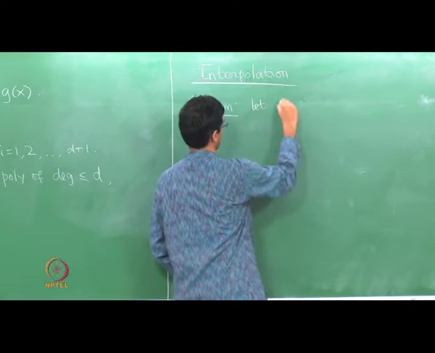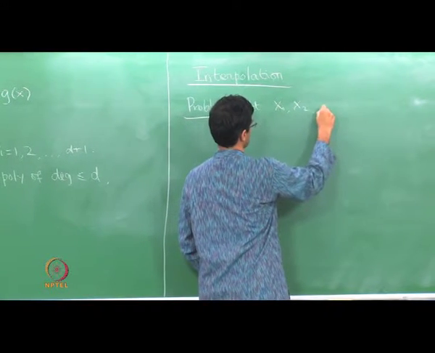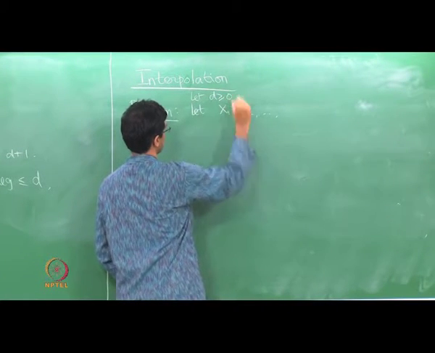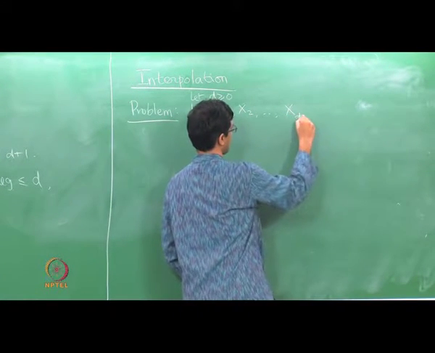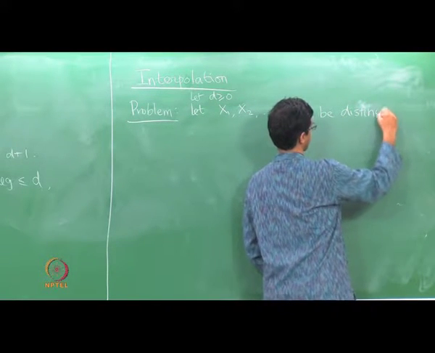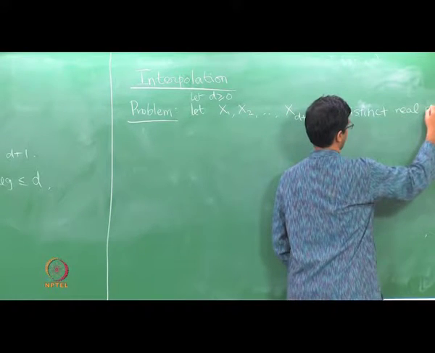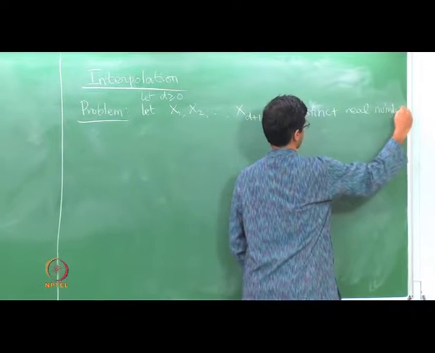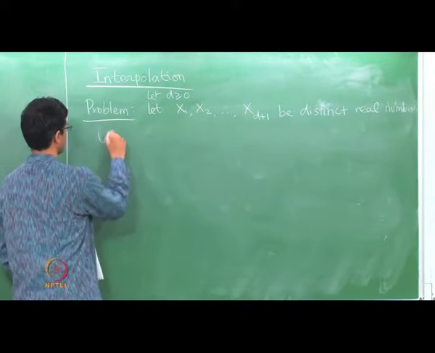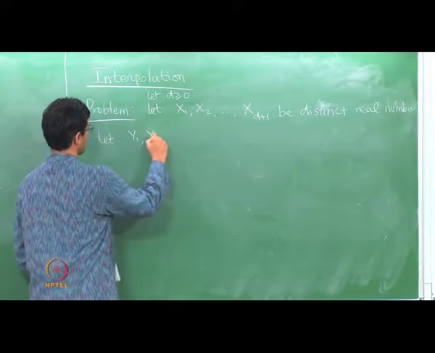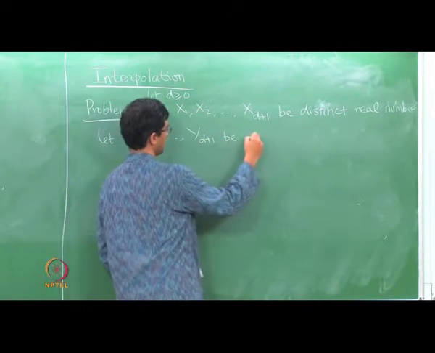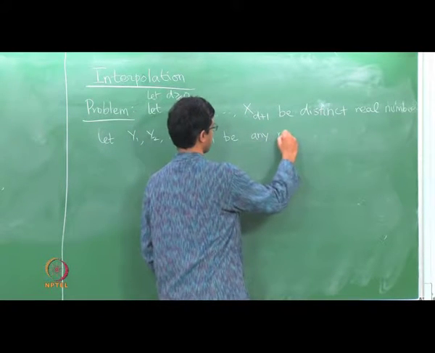Let d be a positive or non-negative integer. Let x1 through xd plus 1 be distinct real numbers. Those are the points at which I will prescribe some values. And what are those values? Let y1, y2, through yd plus 1 be any real numbers. I do not need them to be distinct.